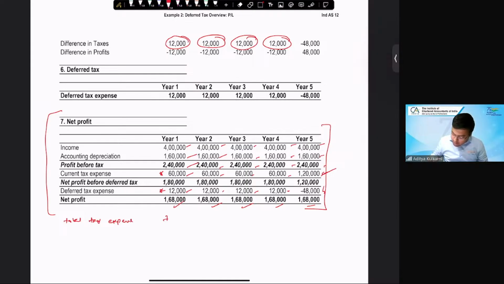So what is your total tax expense? 60 plus 12, 72. And 1,20,000 minus 48 is again 72. Are we able to understand this?